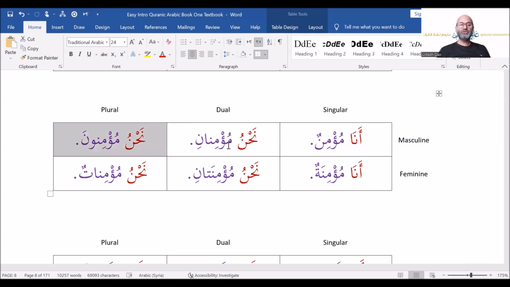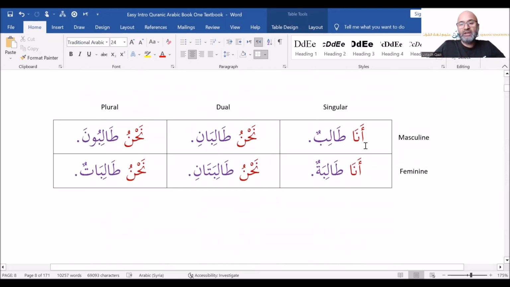And then you have nahnu mu'minuna. 3 or more believers saying we are believers, males or a mixed crowd. Nahnu mu'minatun. We are believers, females only, not a mixed crowd.